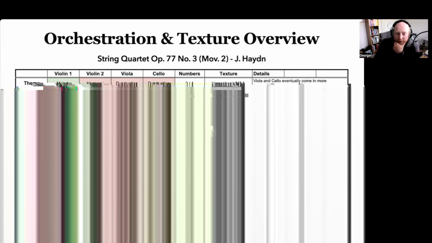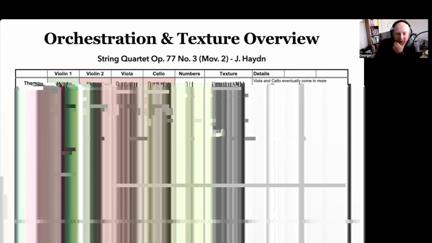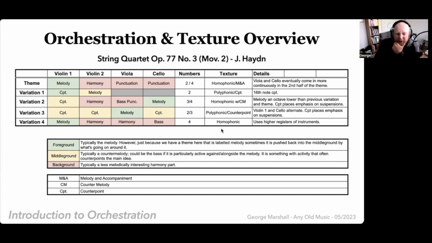The texture column is a bit nuanced, as Haydn often combines polyphony and homophony in his variations. Nonetheless, the shifts in texture are subtle but effective tools for creating contrast. Lastly, the final column contains additional notes that capture some of the more nuanced aspects of the variations.